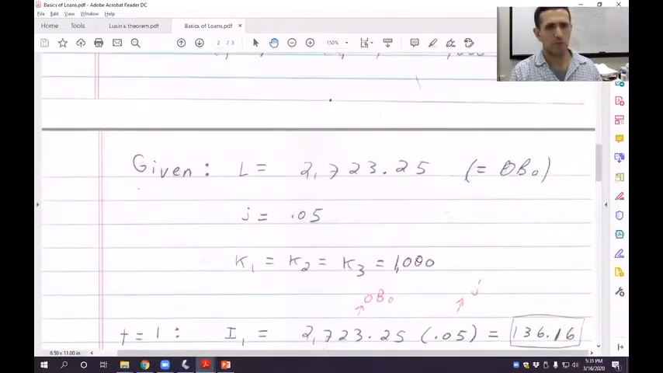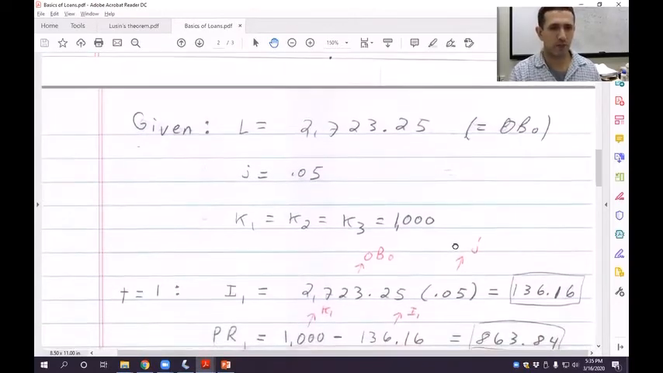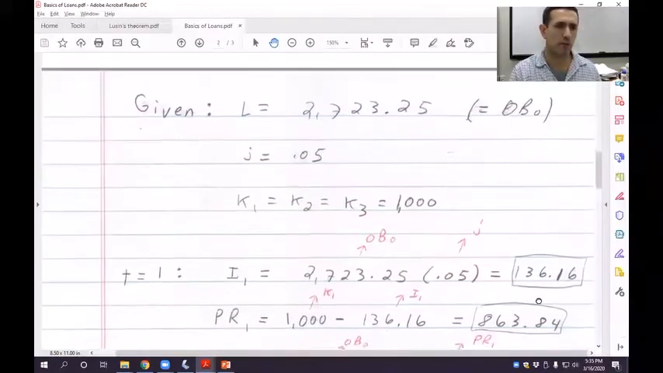So, we're just plugging and chugging. The interest you have to pay in the first year is OB0 times J, which is 136.16. The principal you pay in the first year is 1,000 minus 136.16, which is 863.84.